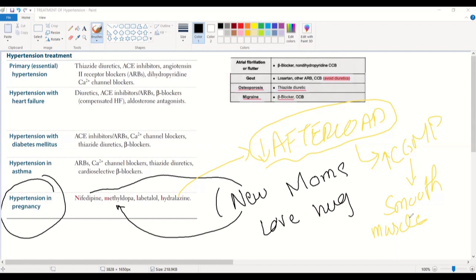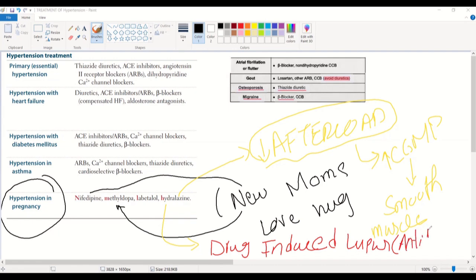And one of the most high yield side effects of hydralazine, a lot of questions come from it, is drug-induced lupus. Which antibody is present? Antihistone antibodies. Antihistone, right? Yes. Antihistone antibody.